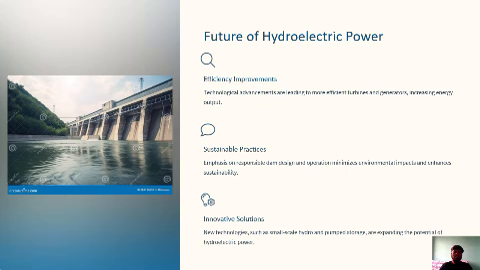Let us see the future features of hydroelectric power plants. Efficiency improvement: technological advancements are leading to more efficient turbines and generators, increasing energy output. Sustainable practices: improving the responsibility of dam design and operation, minimizing environmental impacts and enhancing sustainability. Innovative solutions: new technologies such as small-scale hydro and pumped storage can lead to innovative solutions for hydroelectric power. These are the key features of hydroelectric power plants.